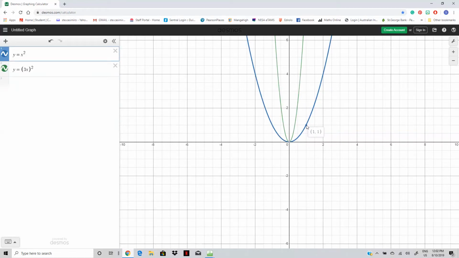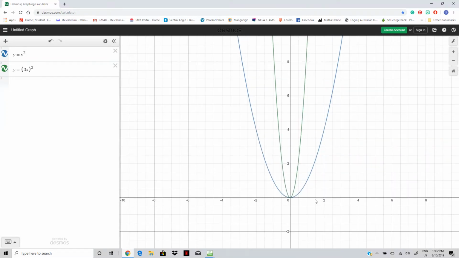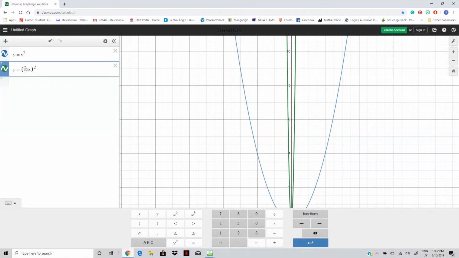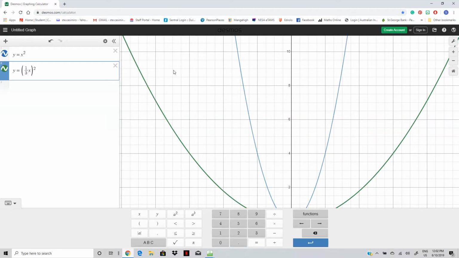It has now changed its value. Maybe I'll zoom. There's your point (1, 1). It's now changed the value to one third, so there's a scale factor of a third. If we change that to, let's say, 1 over 3, it compresses.